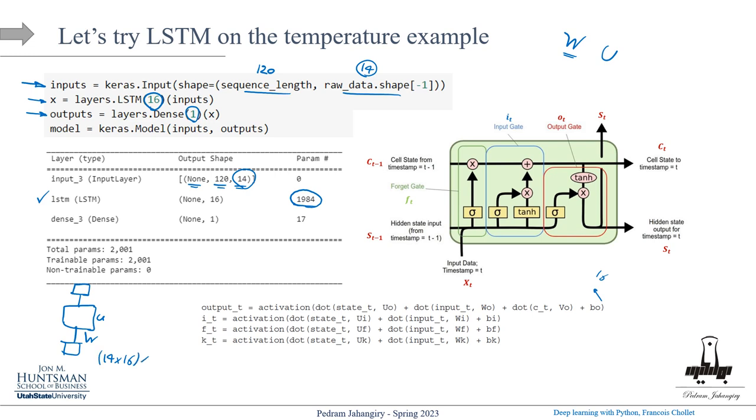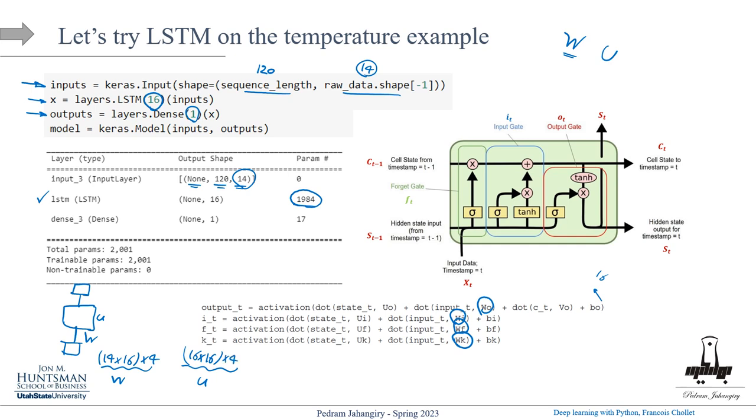Now we have four of these, because remember, we have the input gate, forget gate, update gate, and the other one, right? So basically we have four of them. One, two, three, four. Oh, sorry, this was the state. We're talking about the weights for the inputs. One, two, three, four. So we have four of these. These are the W's. We also have four of the U's, the carry state parameters. They are 16 by 16, because we have 16 nodes and we are passing it to the next time step, so it's going to be 16 by 16 by 4.